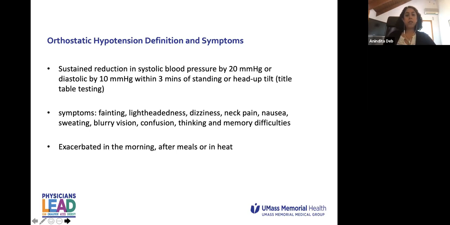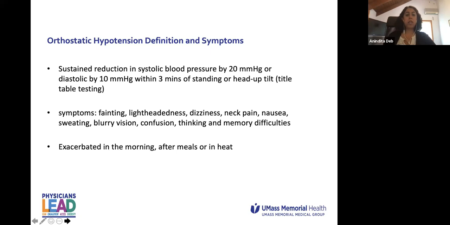What are the symptoms of orthostatic hypotension? The symptoms include, at the most severe end, fainting episodes, but more commonly, lightheadedness or dizziness, neck pain potentially, nausea, sweating, blurry vision, potentially confusion, thinking, and memory problems. And this could be episodic. So when the blood pressure is dropping, you could feel a combination of some of these symptoms.